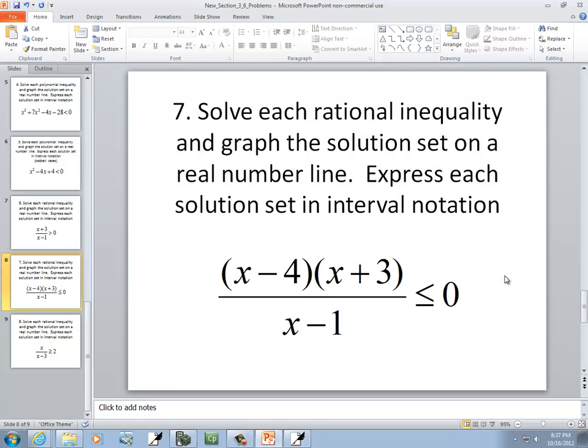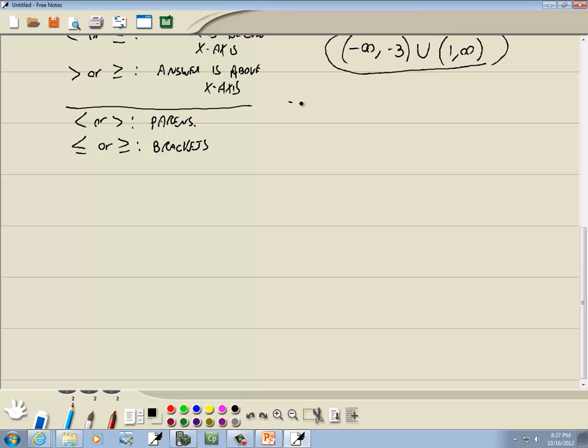Let's look at our next problem. We've got (x minus 4)(x plus 3) over (x minus 1) less than or equal to 0. Okay, first step, get everything on the left side, 0 on the right. That's done. Step 2, get a single fraction. We have a single fraction. That's done. Step 3, factor your top, factor your bottom. Well, this is factored as much as we can, so that's done.